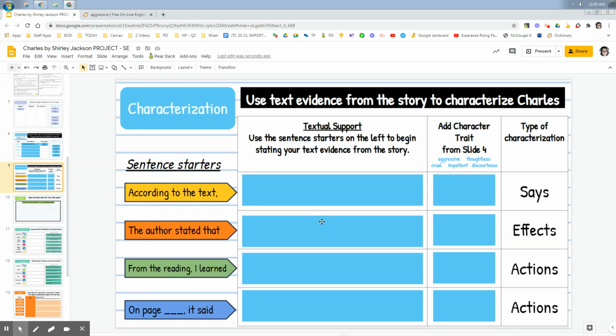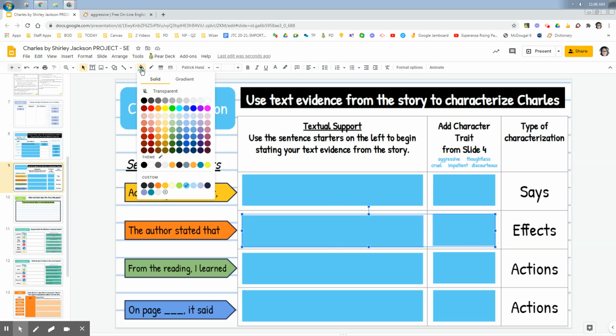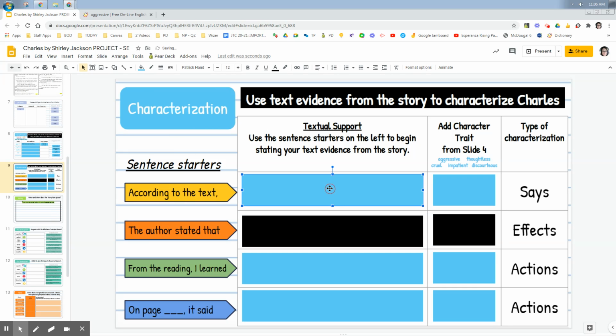On slide 9. Slide 9 is the hardest, and pay attention as you follow along. We are not going to do effects, so I'm going to black it out in black, and you can do the same. We're going to be doing the says and the two actions here on the left.